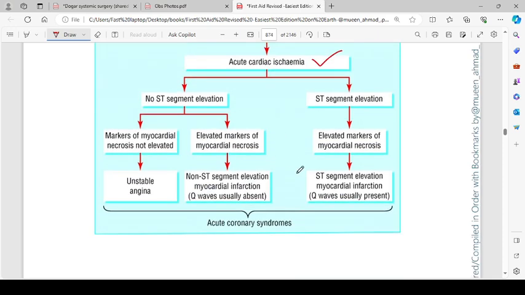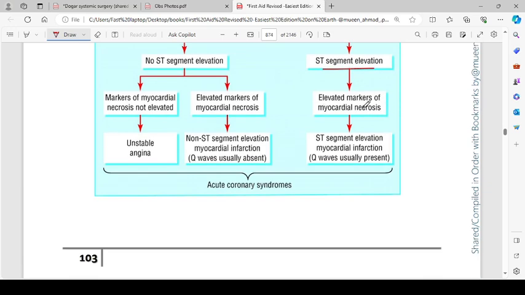Now we have to differentiate between the ST segment elevation and non-ST elevation. So ST segment elevation, elevated markers of myocardial necrosis, and ST elevation myocardial infarction, Q waves usually present. So there are classical findings. There will be hyperacute T waves, Q waves, and inverted T waves. So hyperacute T waves which eventually get inverted, and there are pathologic Q waves.